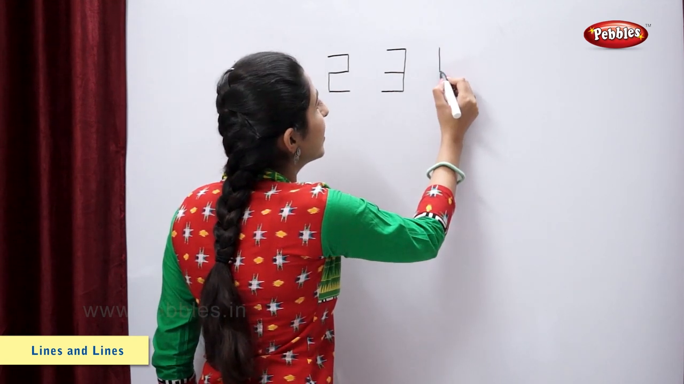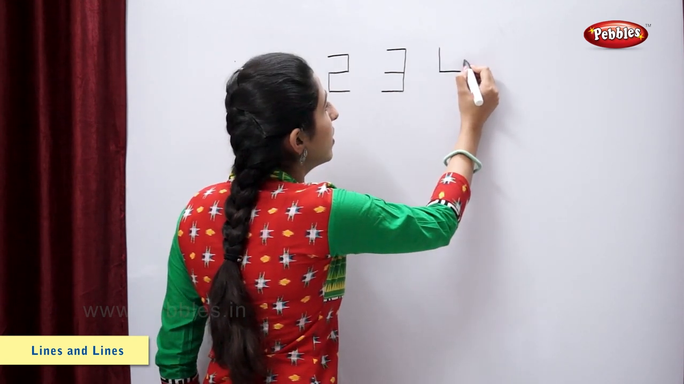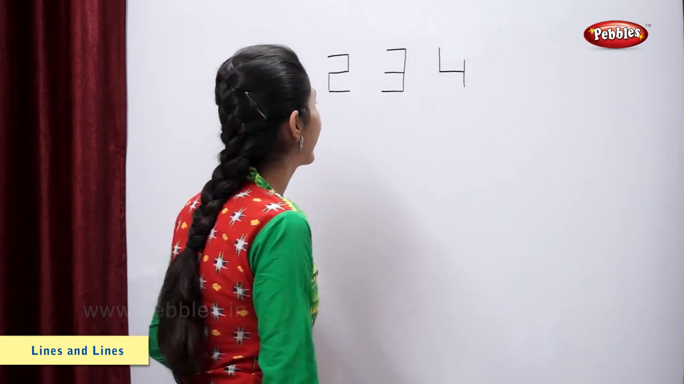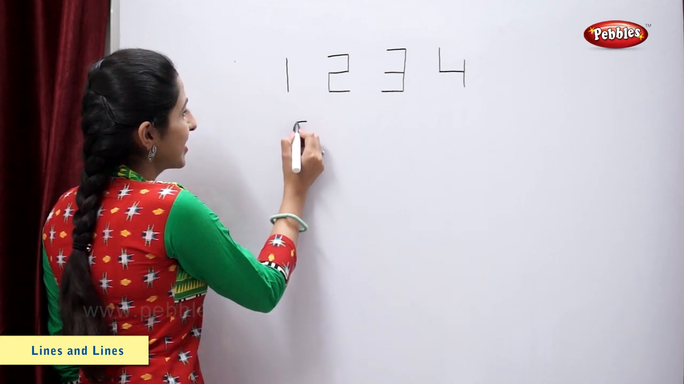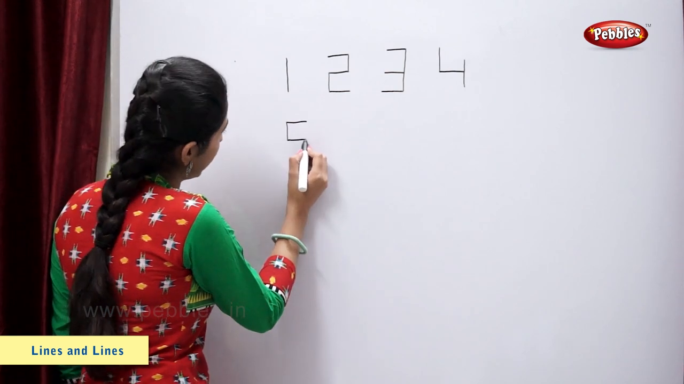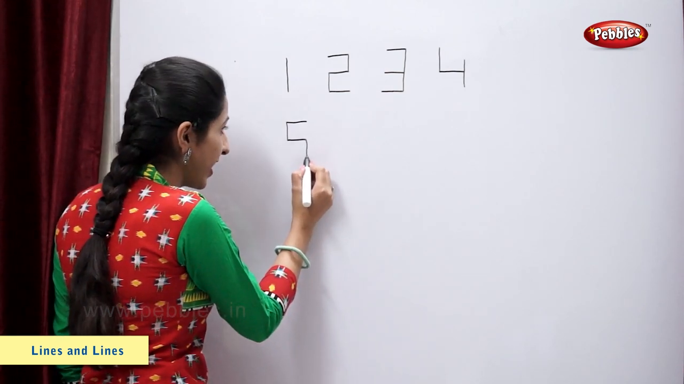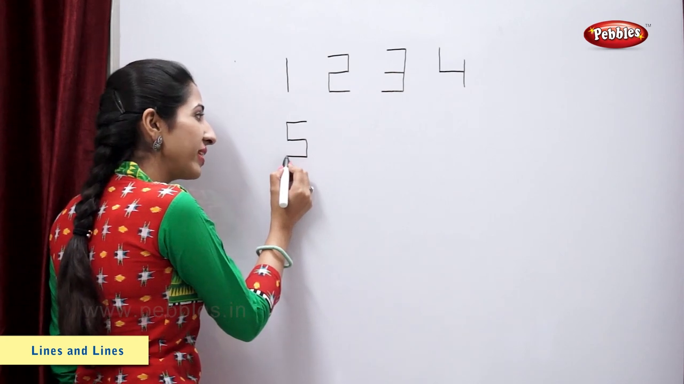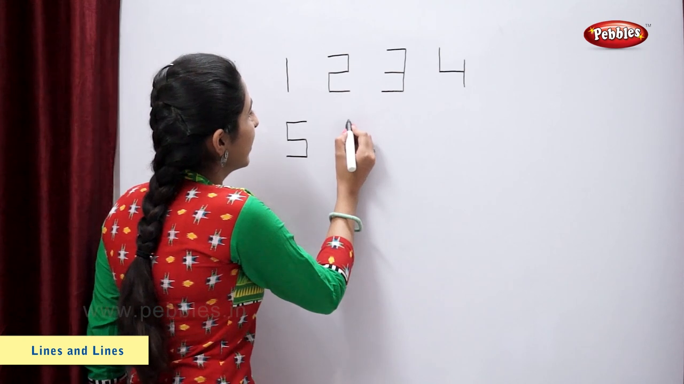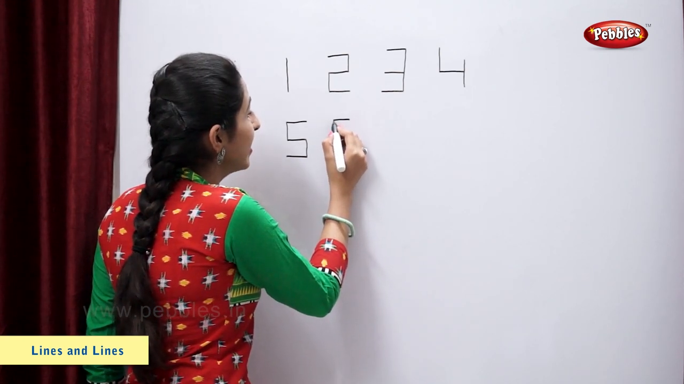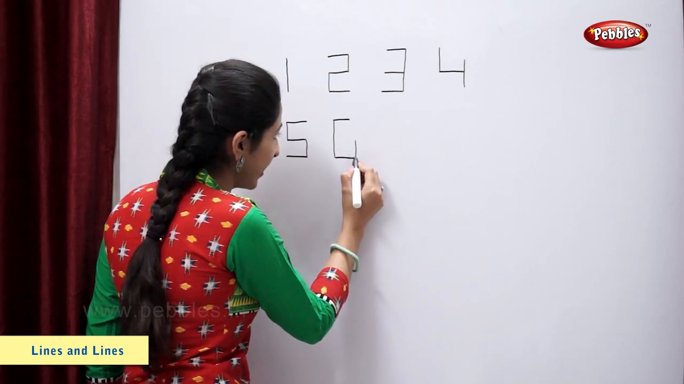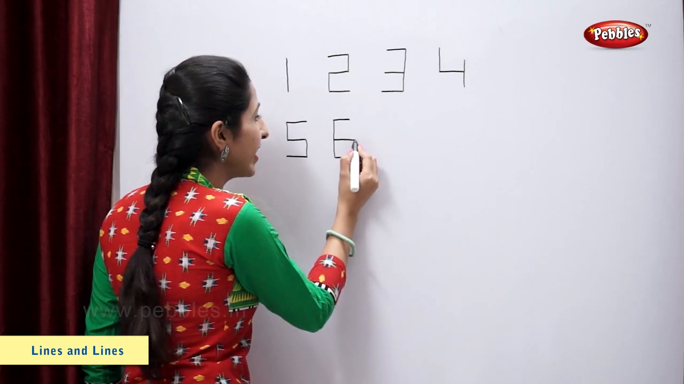Standing line. Sleeping line. One more standing line. Number 4. Sleeping line. Standing line. Sleeping line. Standing line. One more sleeping line. Number 5. Sleeping line, standing line, sleeping line, standing line, a sleeping line.